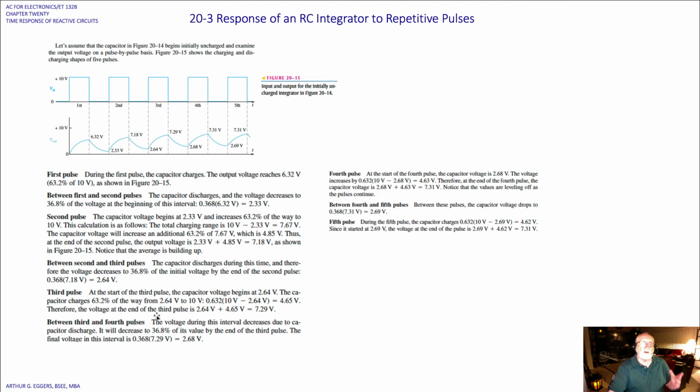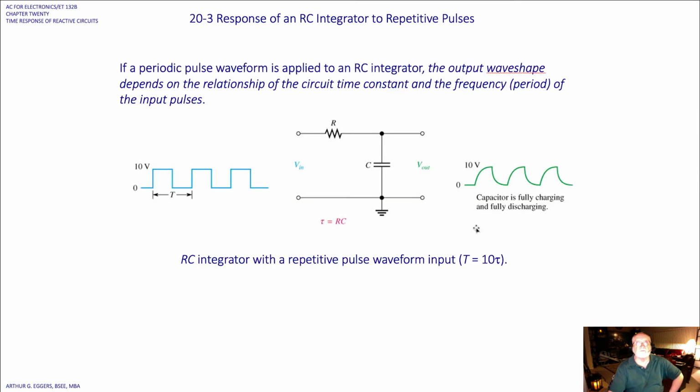Okay, so you get the idea here. Between the third and the fourth pulse, the same thing. At the fourth pulse, the same thing. Between the fourth and fifth pulses, the same thing. And then what happens at the end of the fifth pulse. Iteration by iteration, the capacitor is not allowed to completely discharge, and therefore we see the pulse train rising and rising off of the floor here.